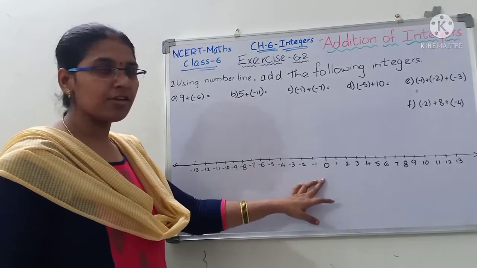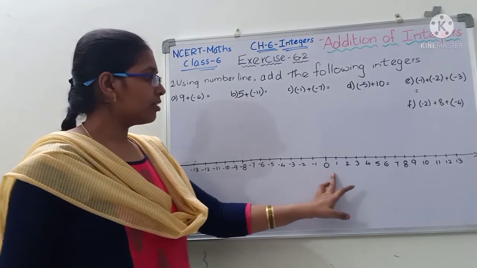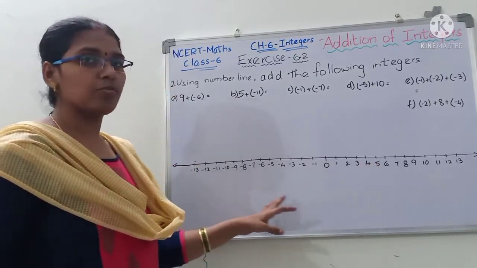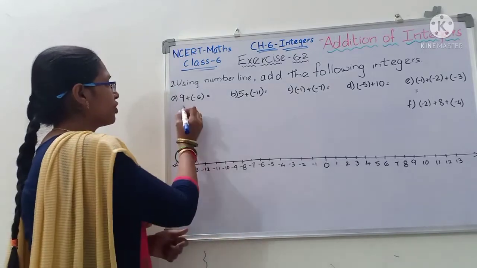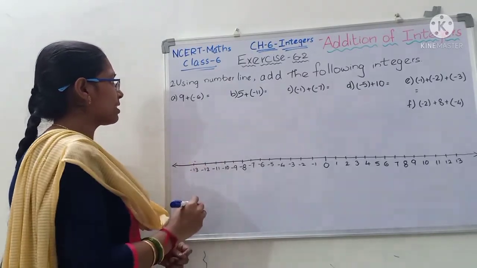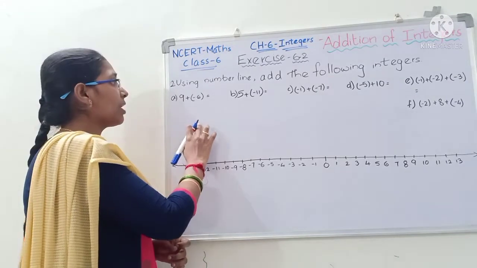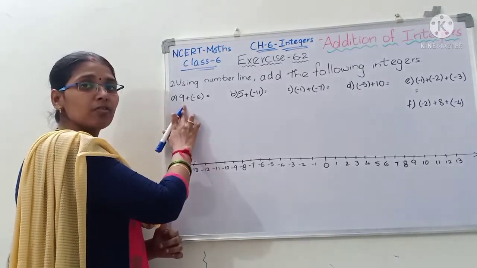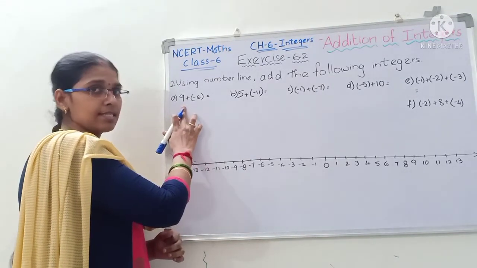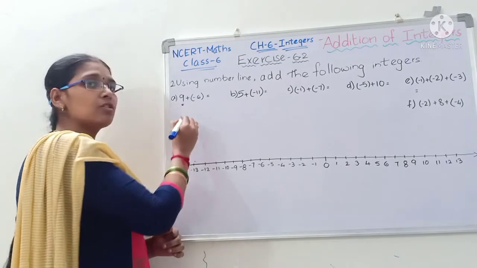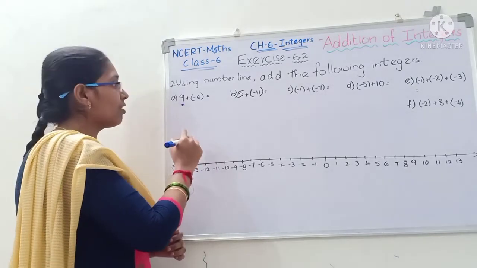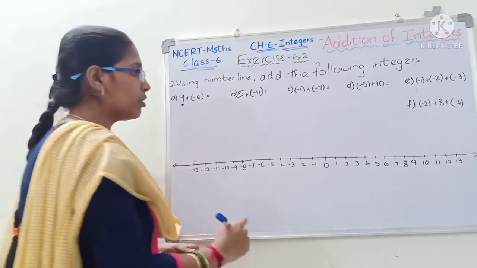You should first start from 0. Then write positive numbers, then write negative numbers. Okay? The first question. 9 plus minus 6. You should solve these using number line. So, 9. Where is 9 on the number line? Yes, 9 is a positive number. So, it will be on the right side of 0.